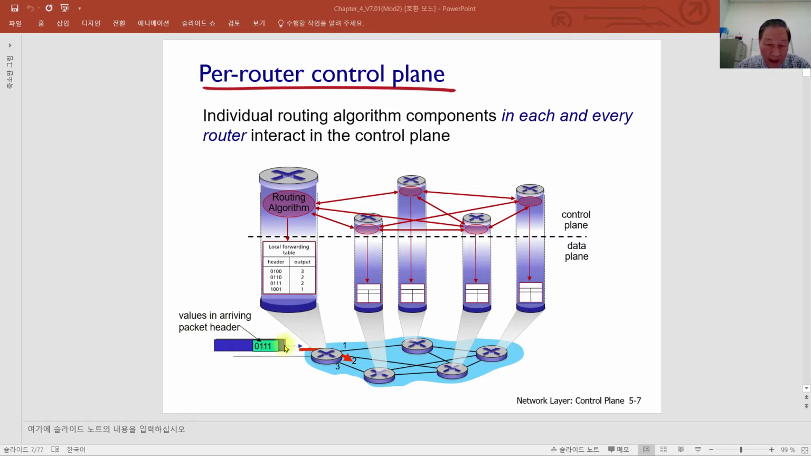Values in arriving packet header here, and that is the destination information, destination address. Depending upon that, 0111, and that route, that is called forwarding. That link will be selected, and that will be forwarded. That output link is number 2. That is stored in this local forwarding table. Then which one is updating that information? This routing algorithm is doing that based on that information exchanged with others.